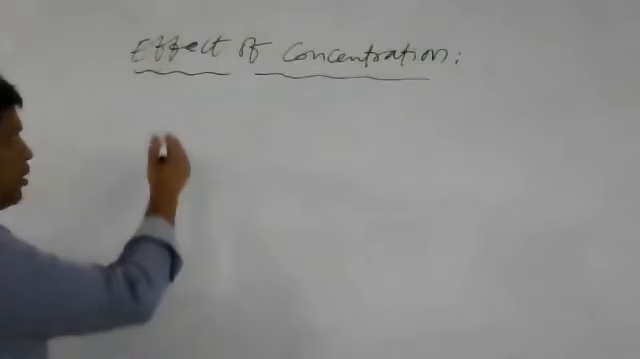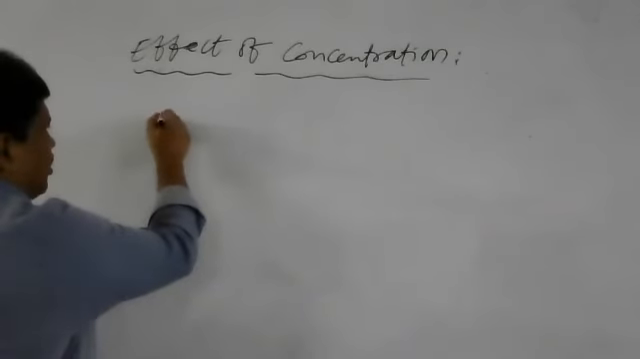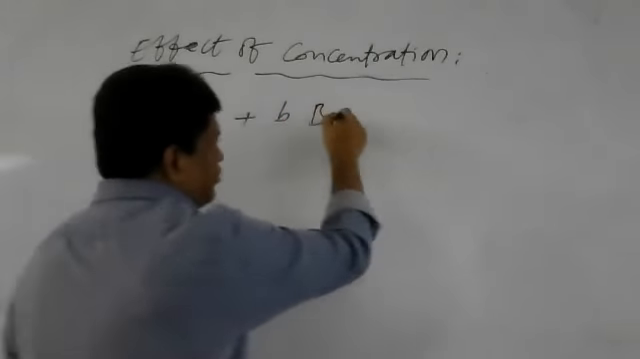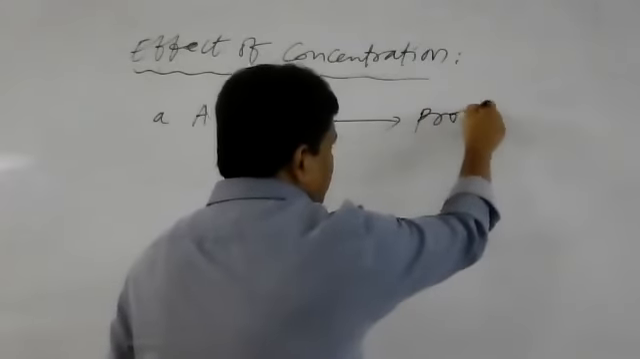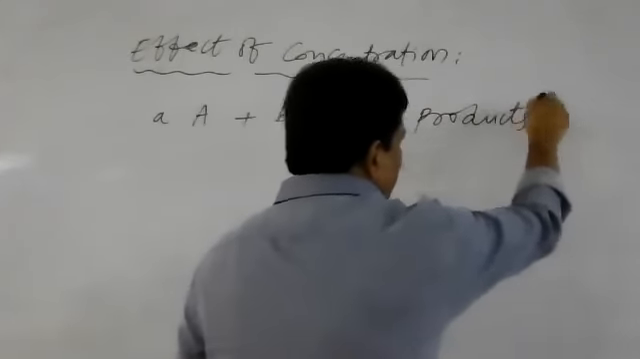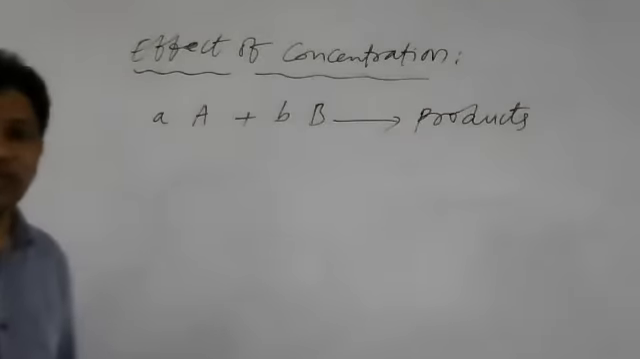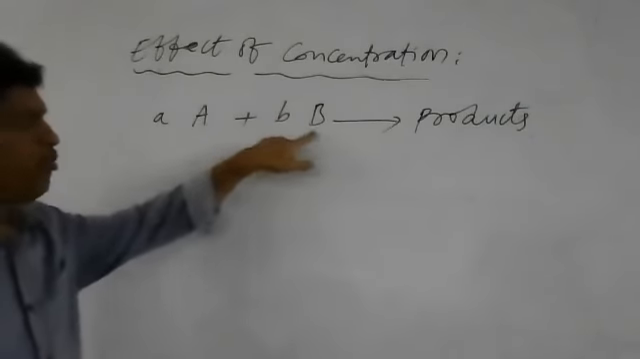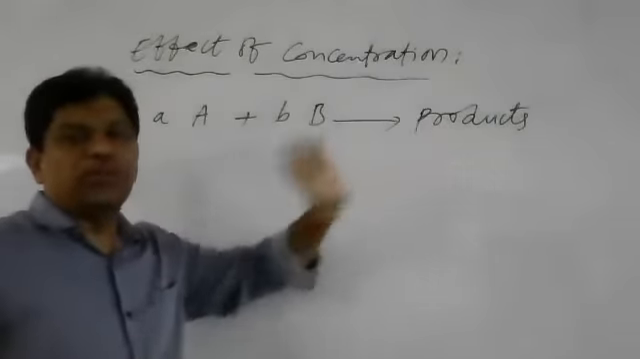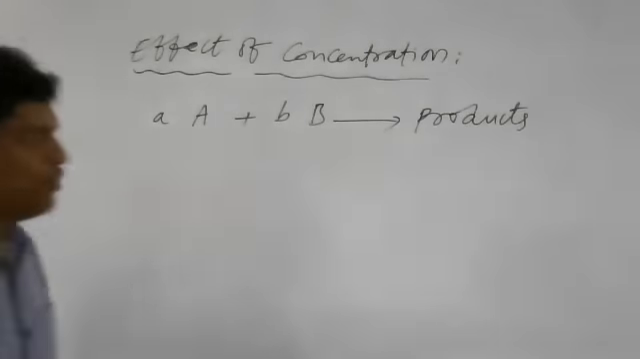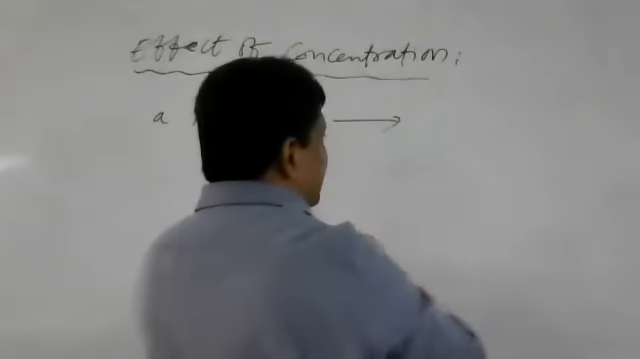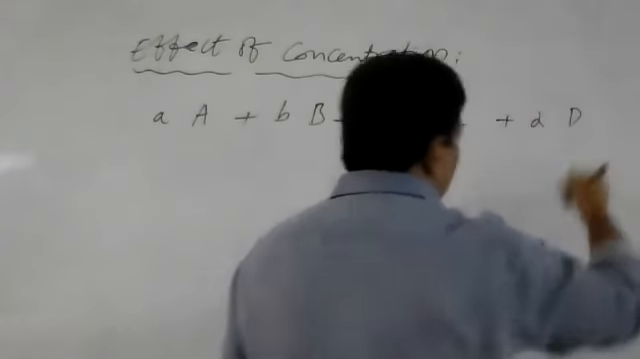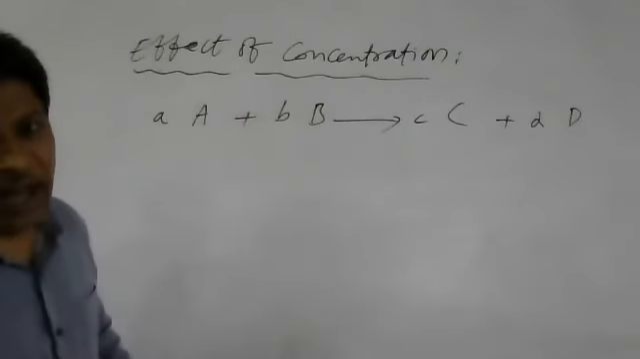Okay, in this case, suppose I'm taking one reaction. Some products are formed here. Is that clear? Now here a moles of A and b moles of B give rise to some products, c moles of C and d moles of D are formed. So they are products and reactants.